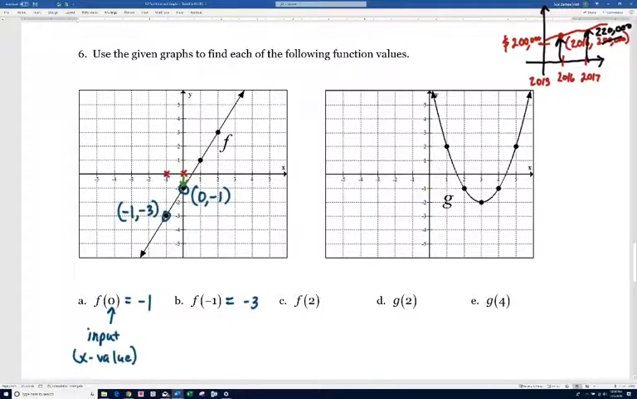When x is negative 1, what's the height of the graph? This is b. Well, notice we're down 3. So f of negative 1 is equal to negative 3. What about f of 2? Well, when x is 2, what's the height of the graph? Well, isn't this line, that point is up 3, isn't it? And so f of 2 is 3. So why don't you go ahead and do D and E.